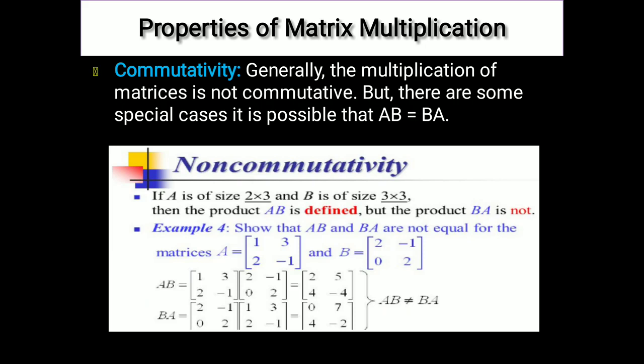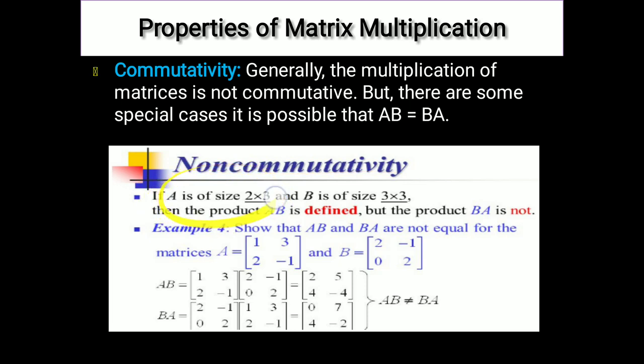Next is properties of matrix multiplication. First comes commutativity. Generally the multiplication of matrices is not commutative. Matrix multiplication is not commutative, but there are some special cases where it is possible that A into B is equal to B into A. So we can see non-commutativity with this example.